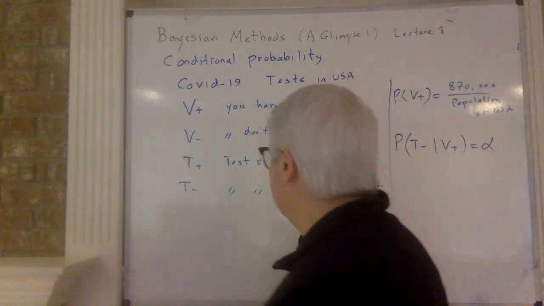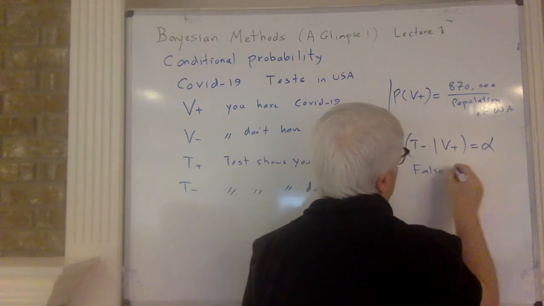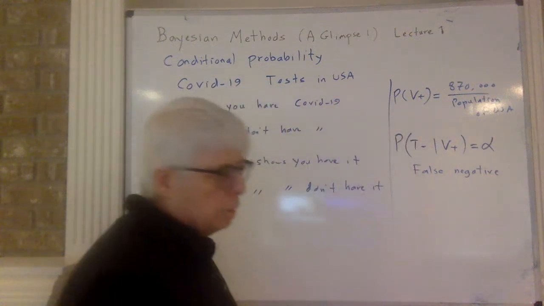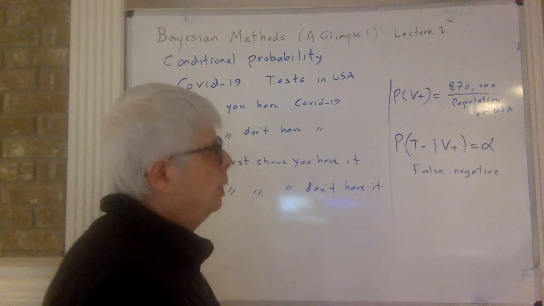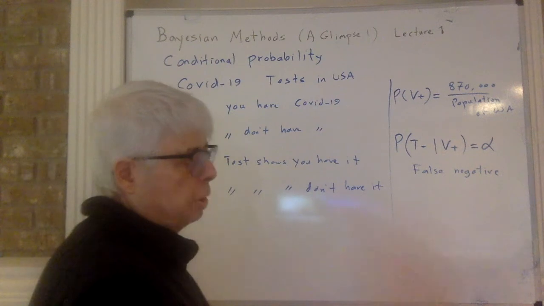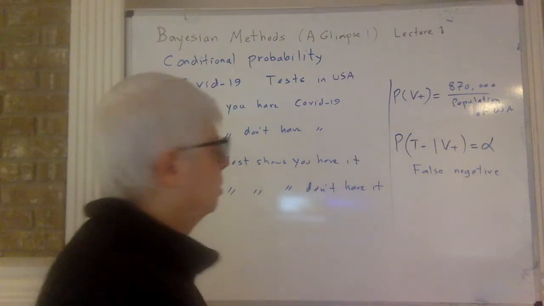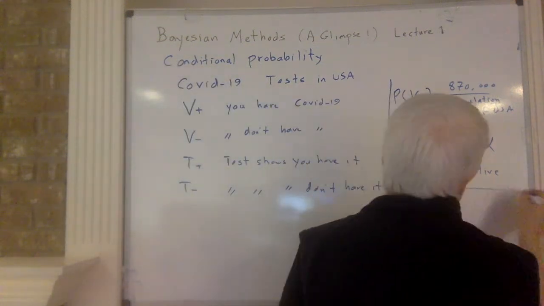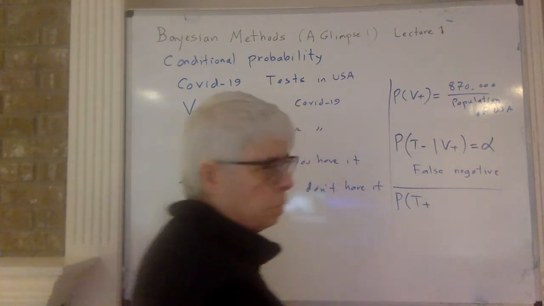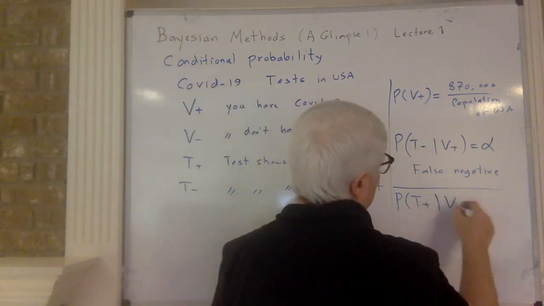Okay, so that is a false negative. Given that you have it, the test shows negative. Something is there and you test it and the test doesn't show it. What is false positive? You can guess: false positive is T plus given that you don't have it, like given V minus.